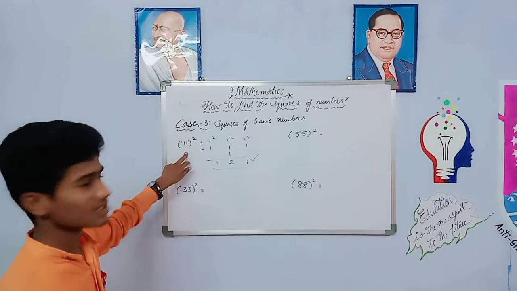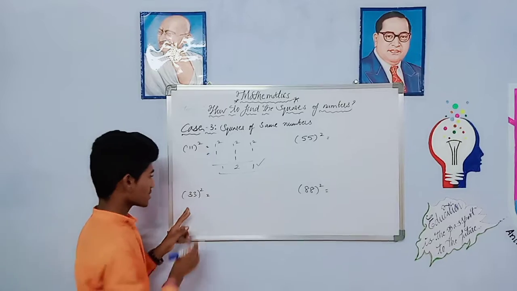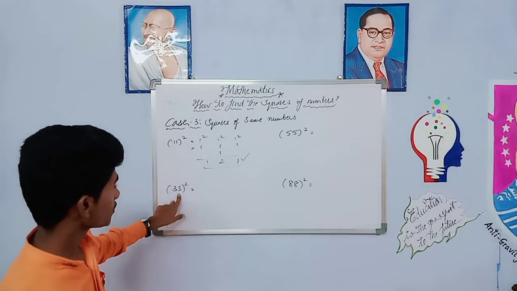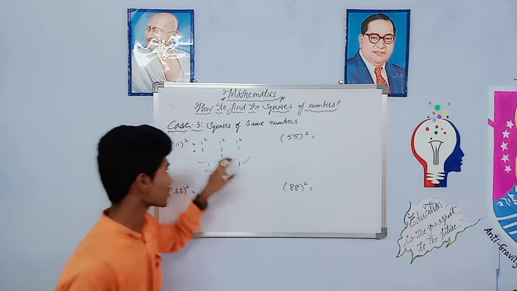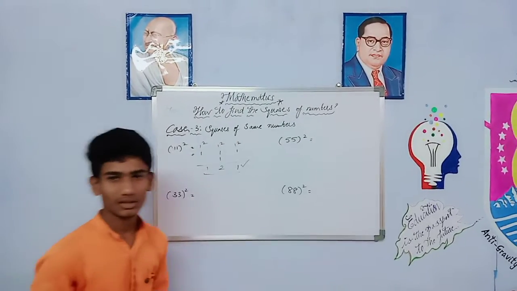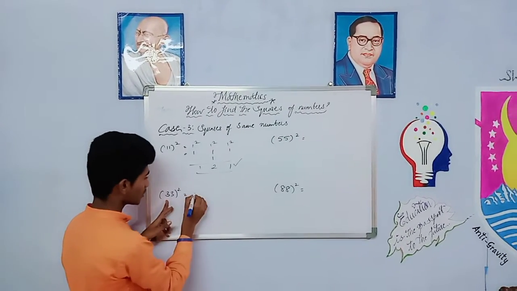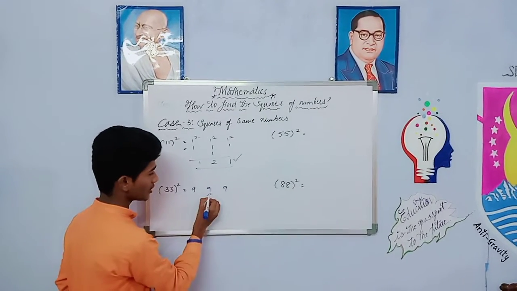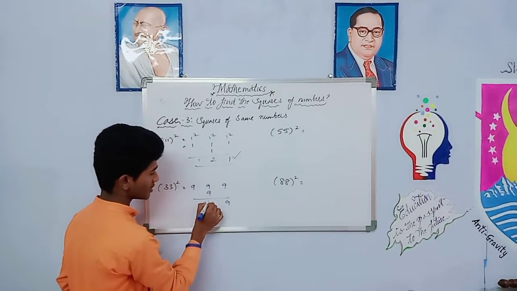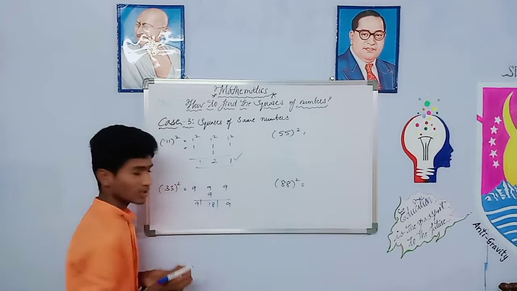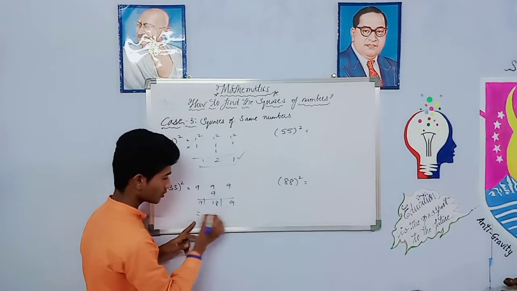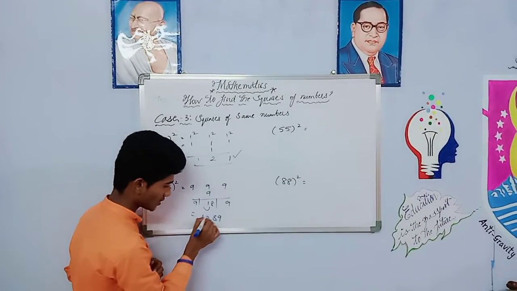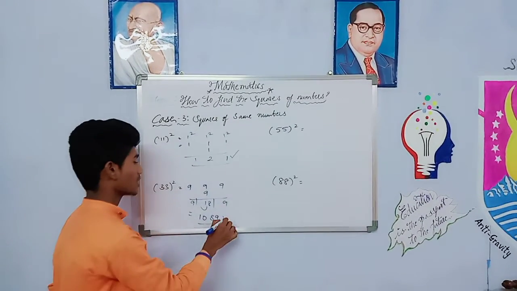Yes, when the squares are same digits. Now in the second case, 33 square: you have to square 3 three times, because this is a 2-digit number, so we get 3 steps. Here 3 square equal to 9, 3 square equal to 9, and 3 square equal to 9. In the middle you have to add the same digit: 9 plus 9 is 18. In the middle we got 2 digits, so we carry 1 to the left and we will get 10. So 1089 is the correct answer.